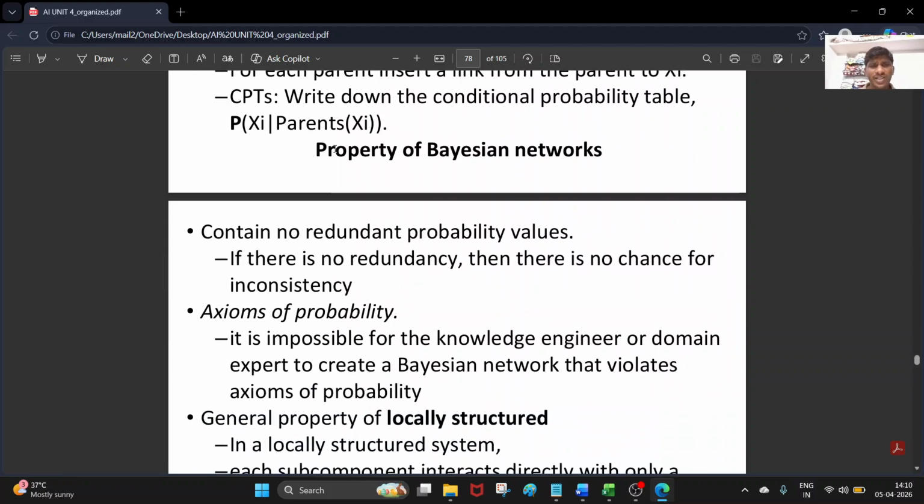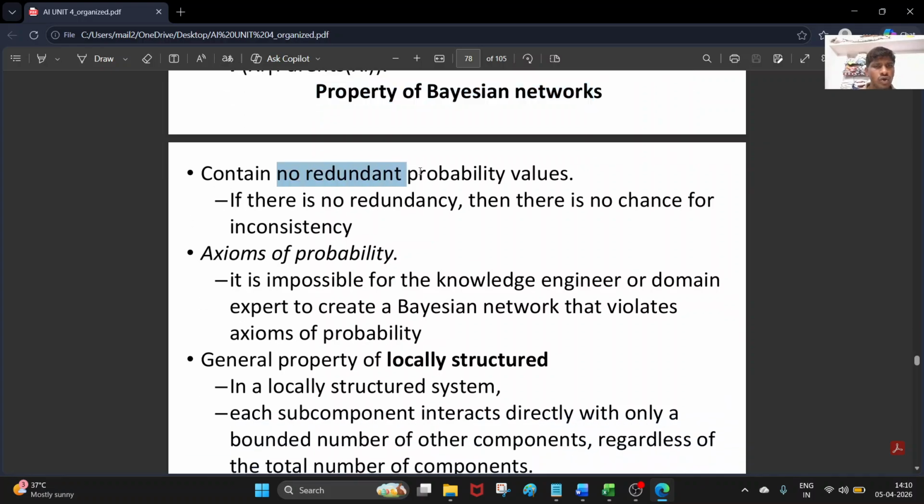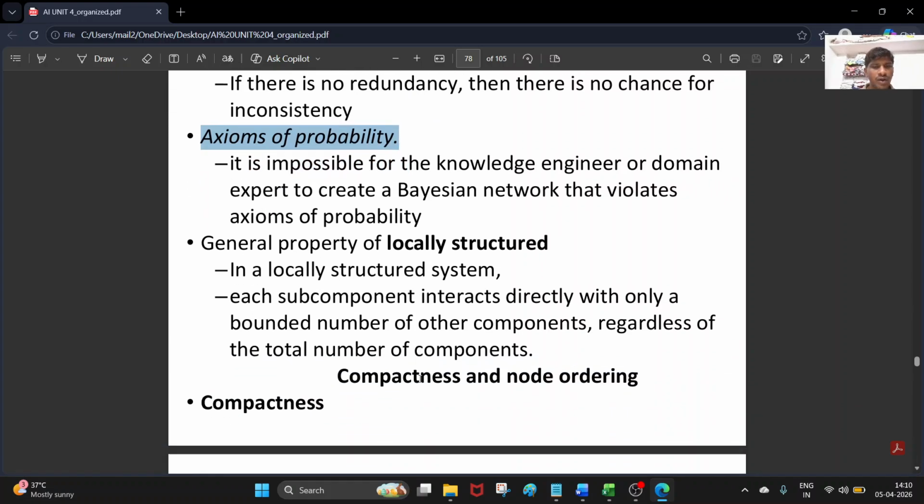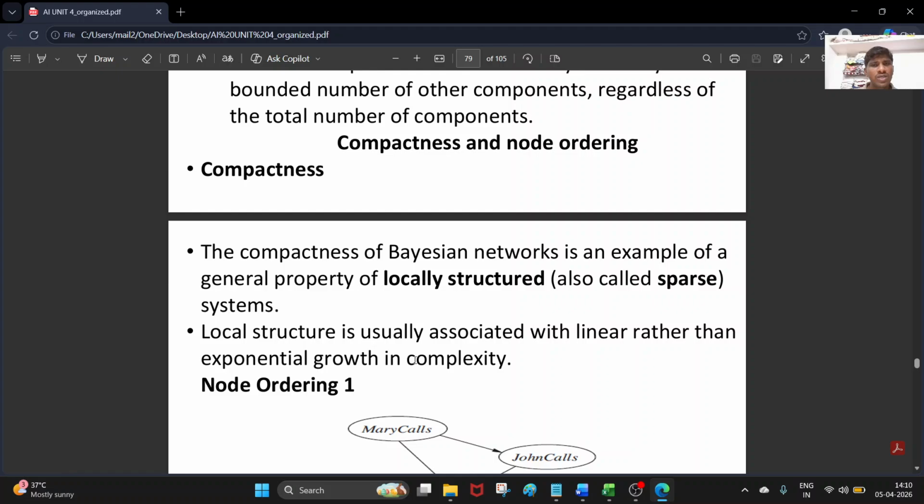So, properties of the Bayesian network. What are the properties of the Bayesian network? There are three different properties. One is that it has no redundant probability values. Next is the axiom of probability and locality structures. Then once the network is constructed, we have to see the compactness and the node ordering. The locally structured compactness of the Bayesian network is an example of a sparse system.